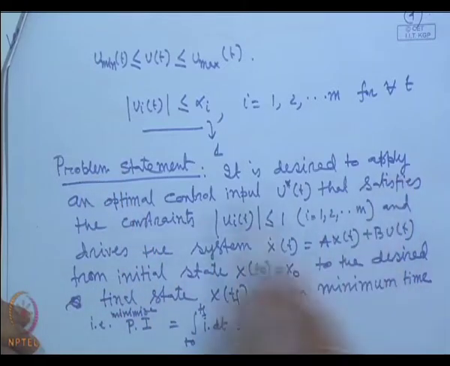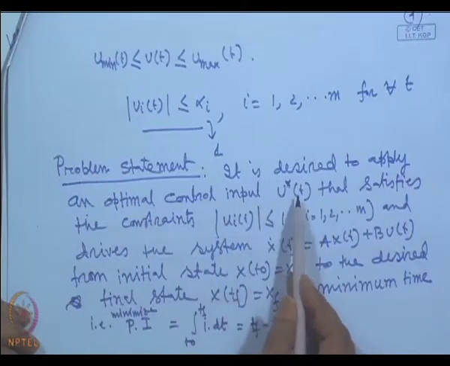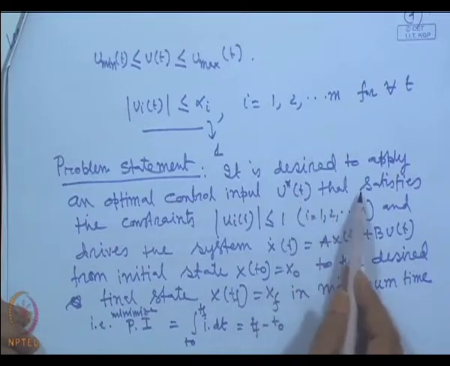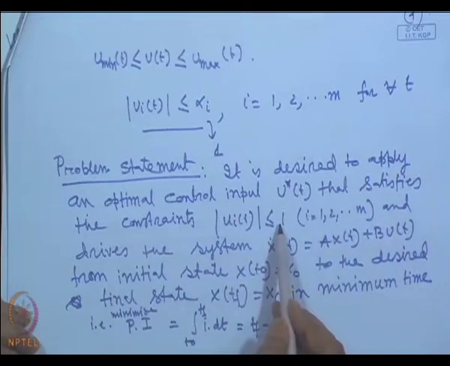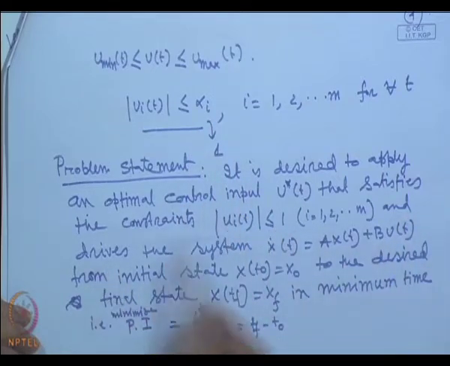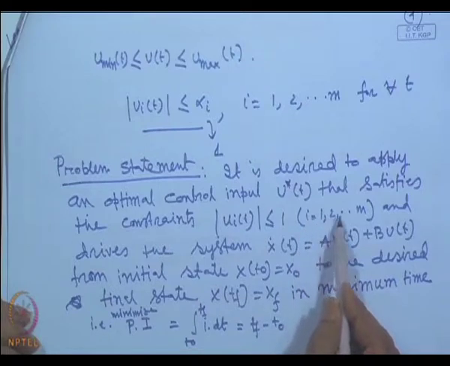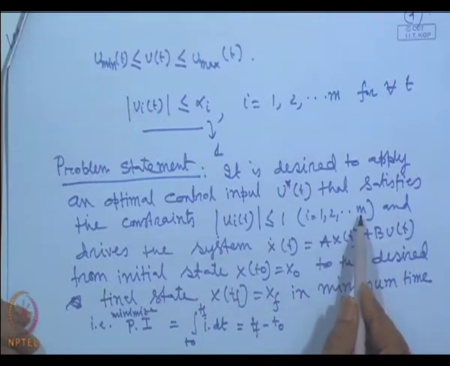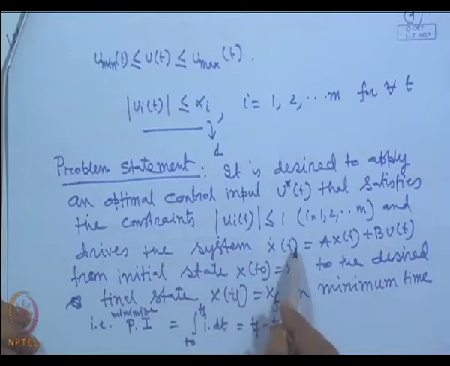It is desired to apply an optimum control input u star that satisfies the constraint, and in this case alpha 1 we have constrained the input to 1 unit. For all the inputs i is equal to 1 to m, where m is the number of inputs, it drives the state of the system from the initial state x 0 to the desired final state x f in a minimum time.